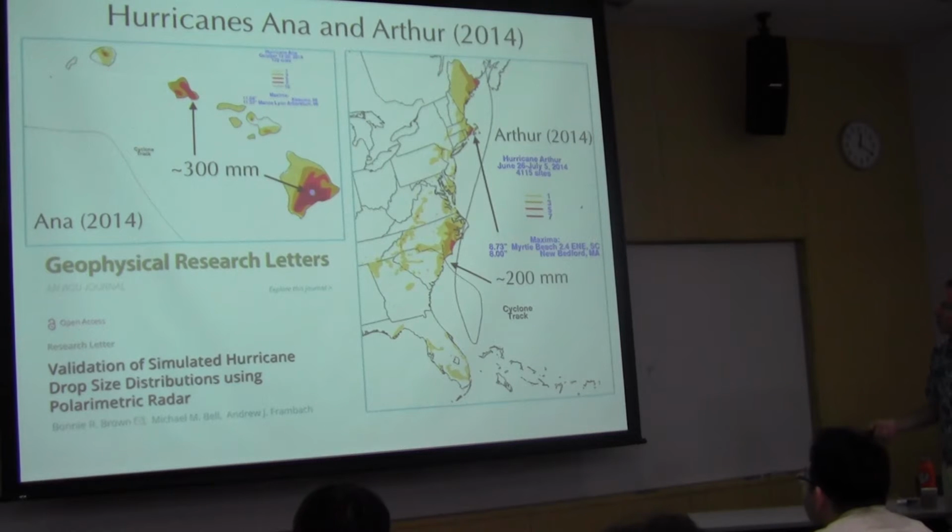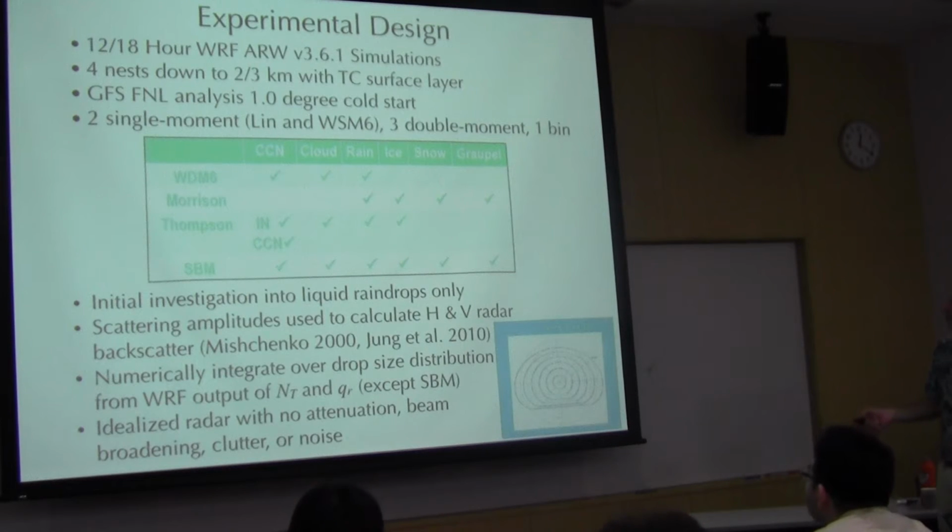And what we did was do a series of simulations where we had a very high resolution, 2/3 of a kilometer using WRF, short-term simulations, 12 or 18 hours, and we tested a bunch of different microphysics schemes to see if they could reproduce the polarimetric signatures that we see with the radar. Each of these schemes is either single moment or double moment in different cloud species.